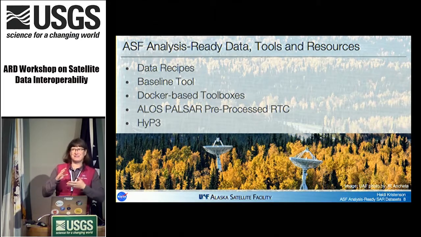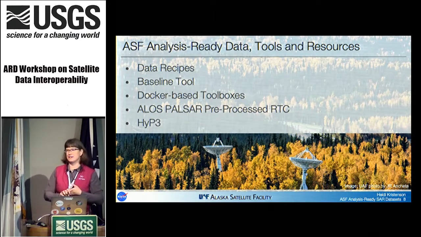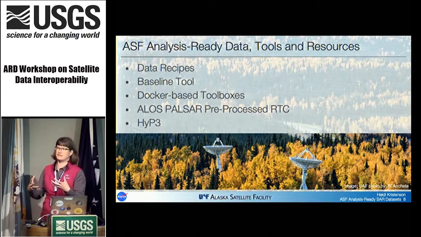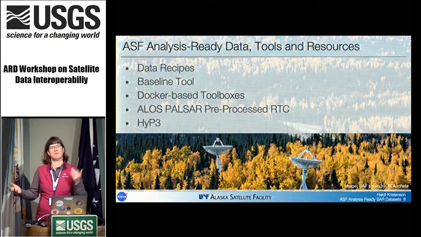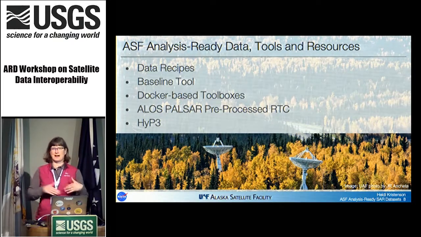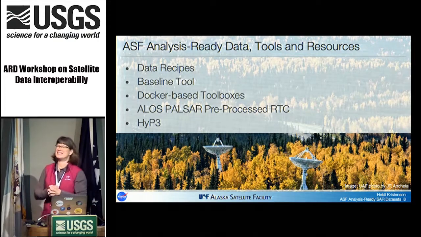So the radiometric terrain correction and the interferograms are kind of the first really useful step that brings data to a wide variety of users. So how do we get that data to users?